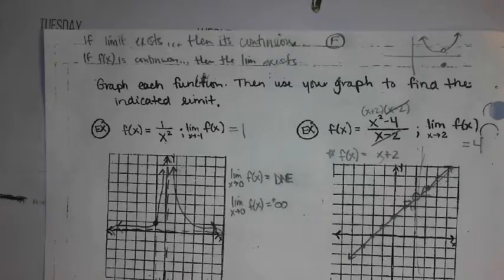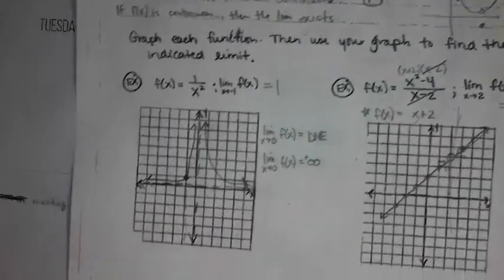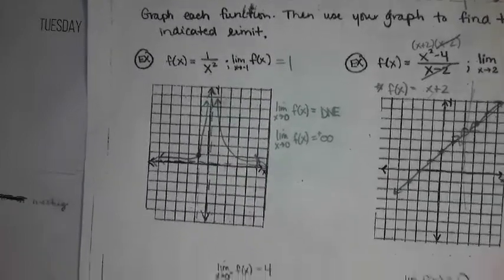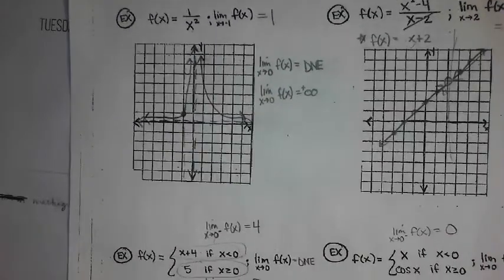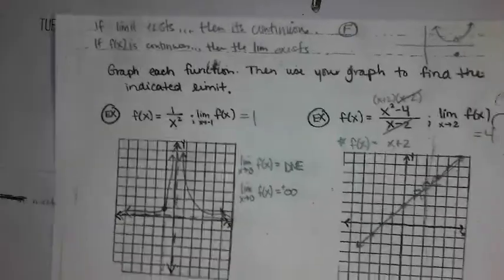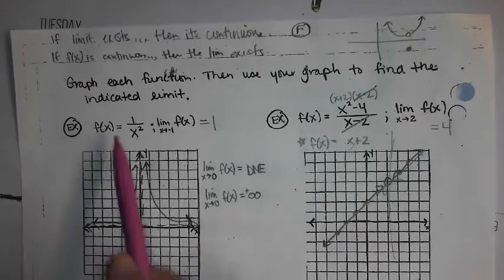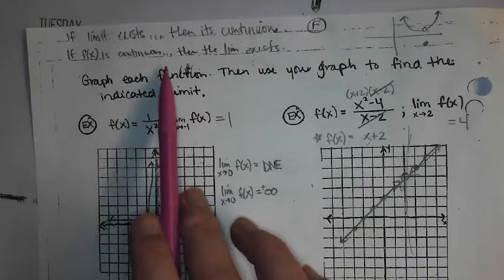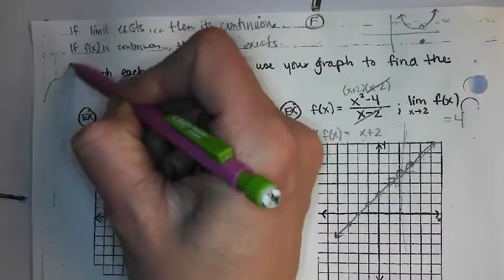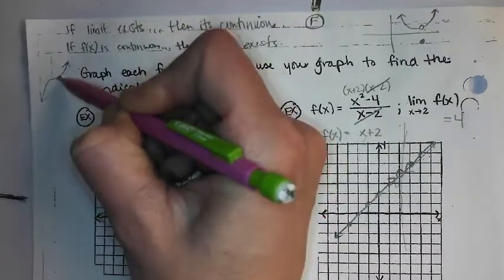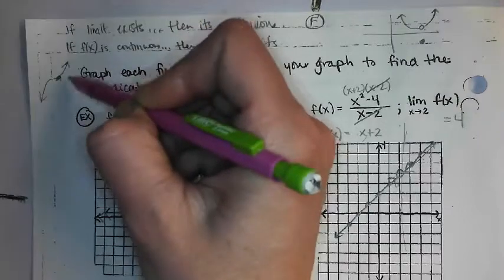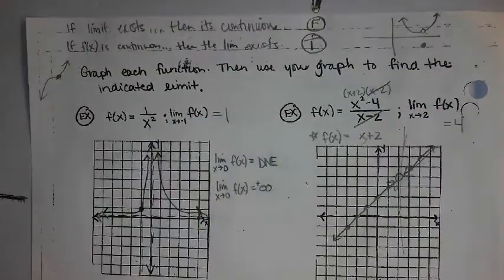Okay, so what's your counterexample? Find me something that's continuous without a limit existing. Right, this is true. If something is continuous, meaning there's no break in action, then the limit has to exist. So that one would be true.